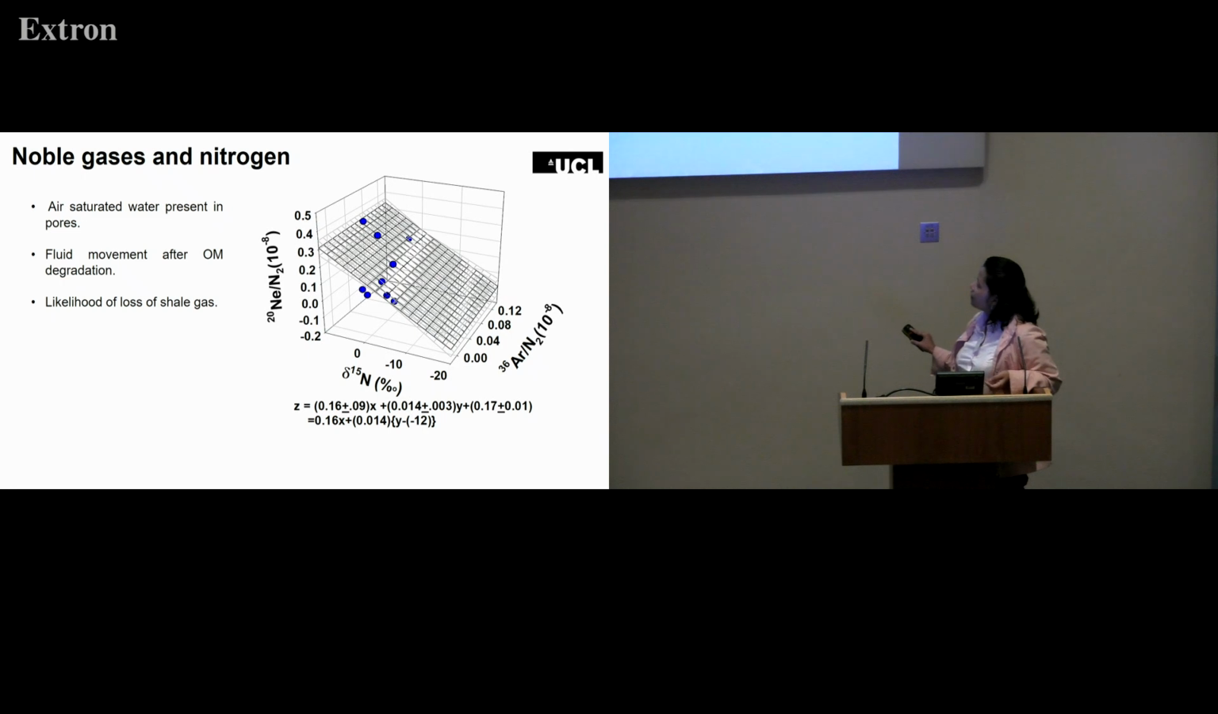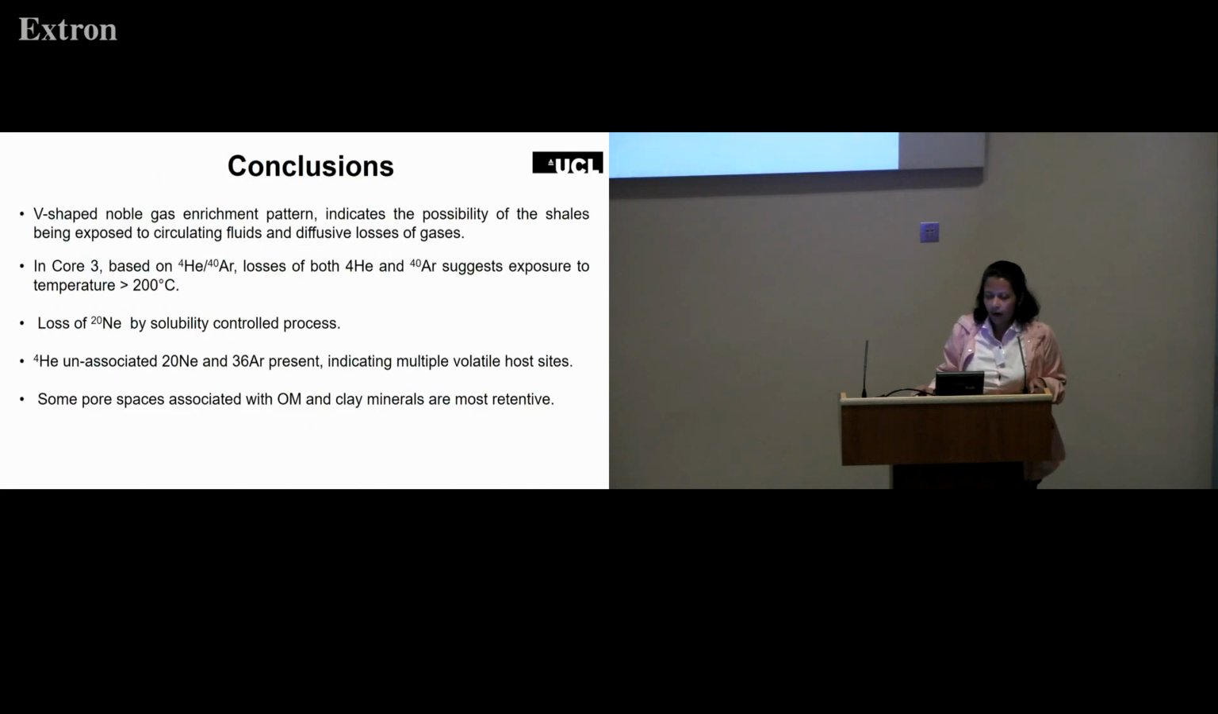So if minus 12 is the initial nitrogen isotopic composition of the organic matter, it indicates that organic matter has already been degraded. So we are talking about all the fluid movement, the flushing out of the fluids, post organic matter degradation. So it has important implications for the loss of shale gas that would be sitting in the shales. And just for summary, we looked into the V-shaped noble gas pattern, which suggested that the shales have been exposed to circulating fluids and they have lost gases as well.